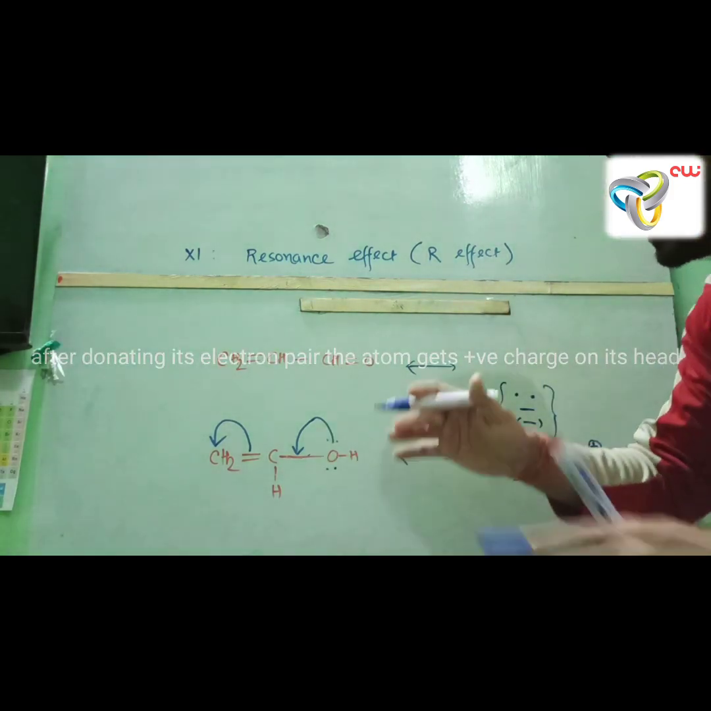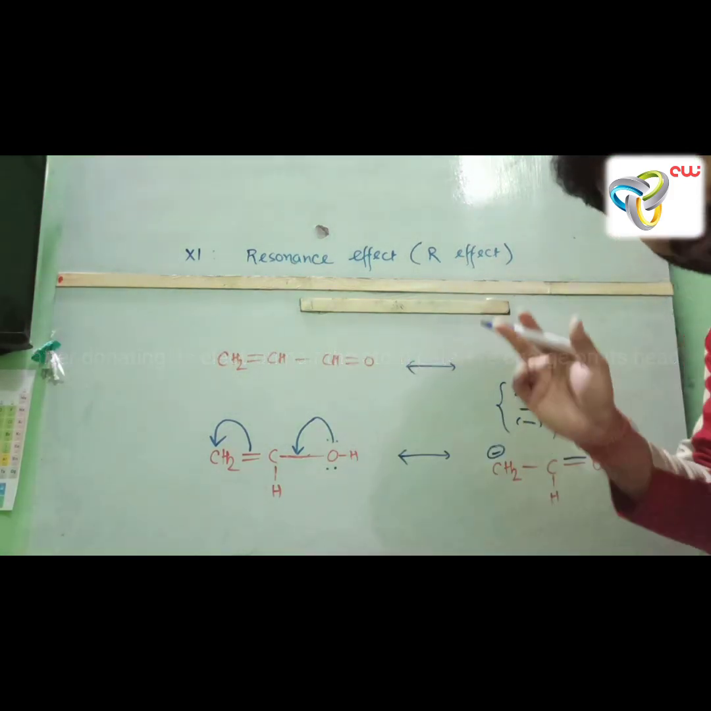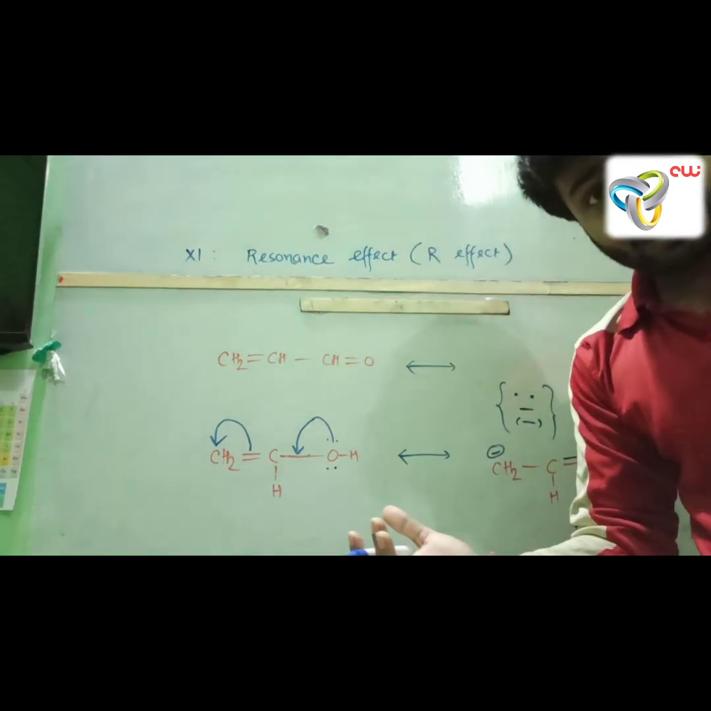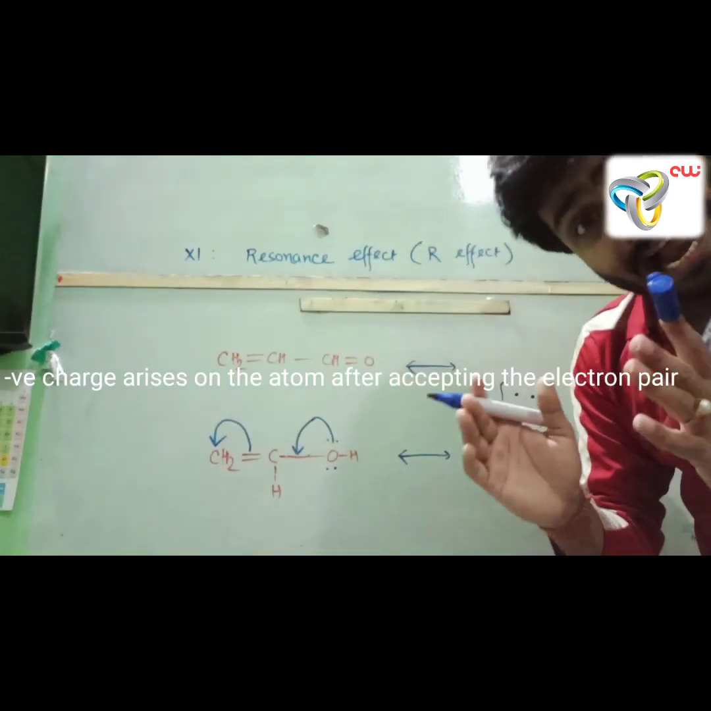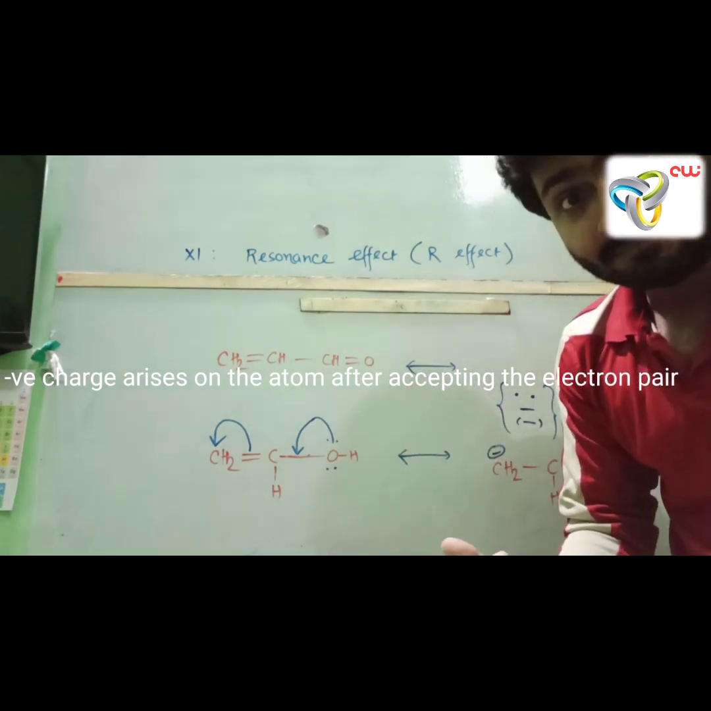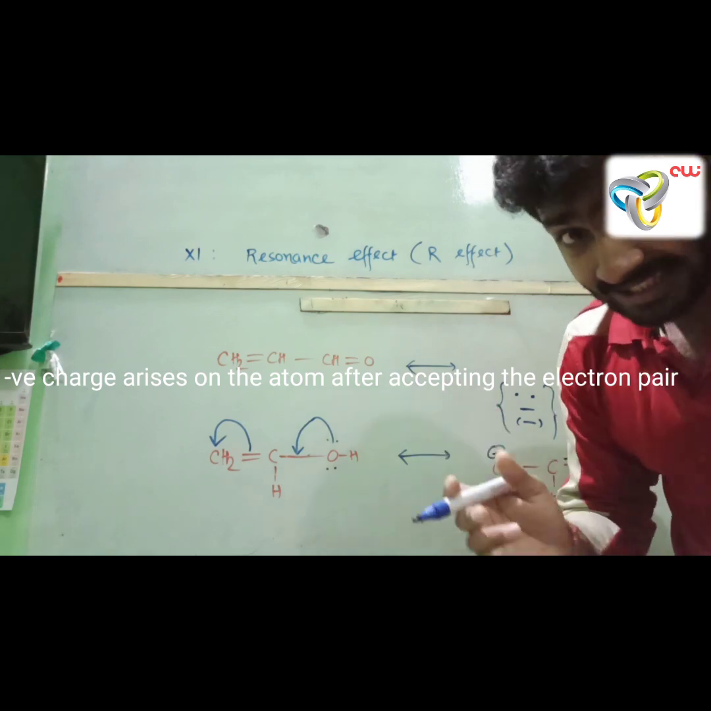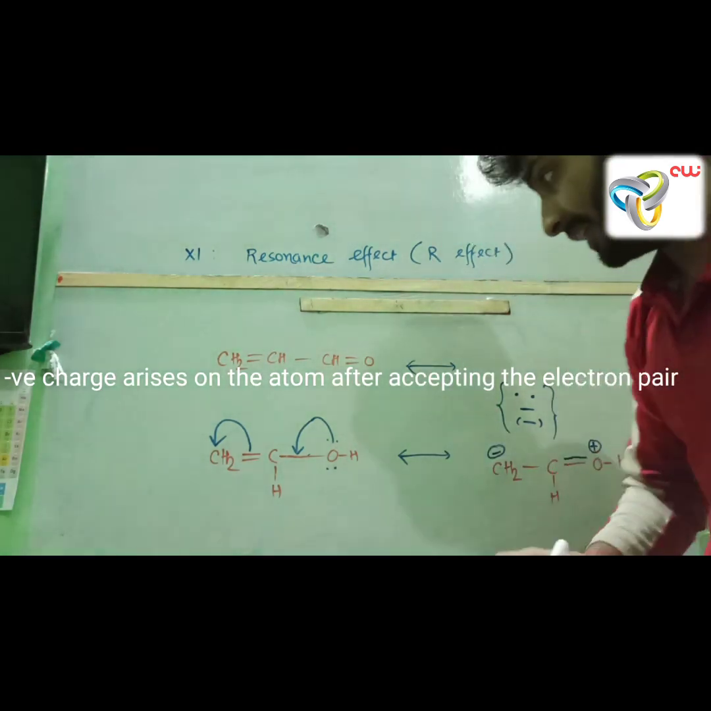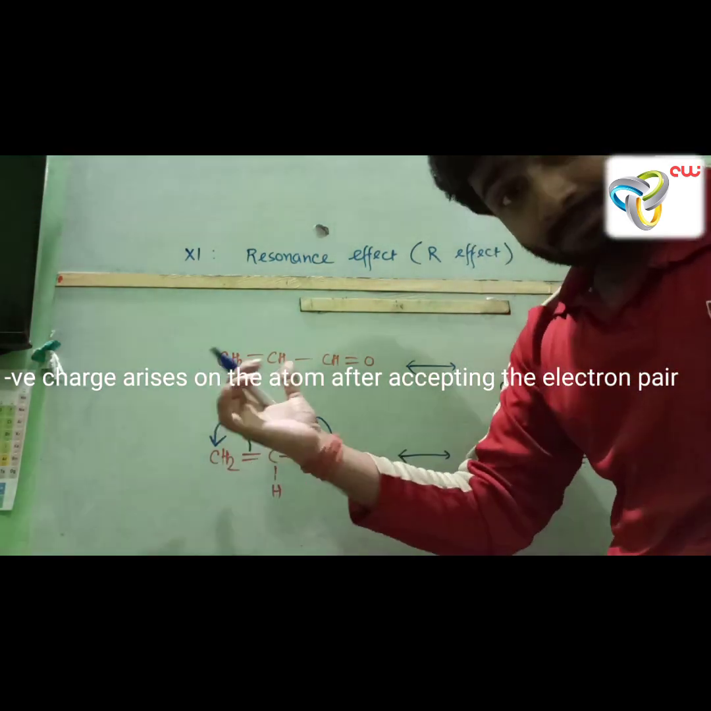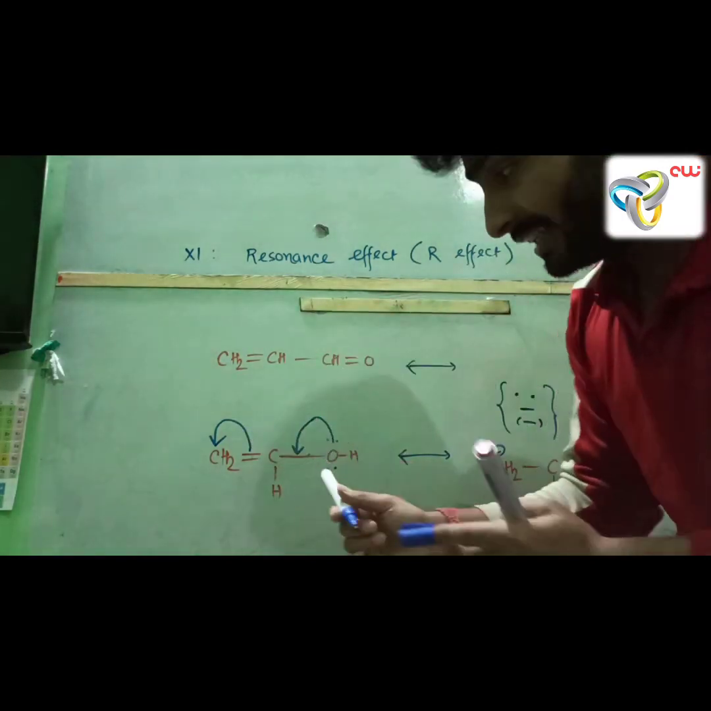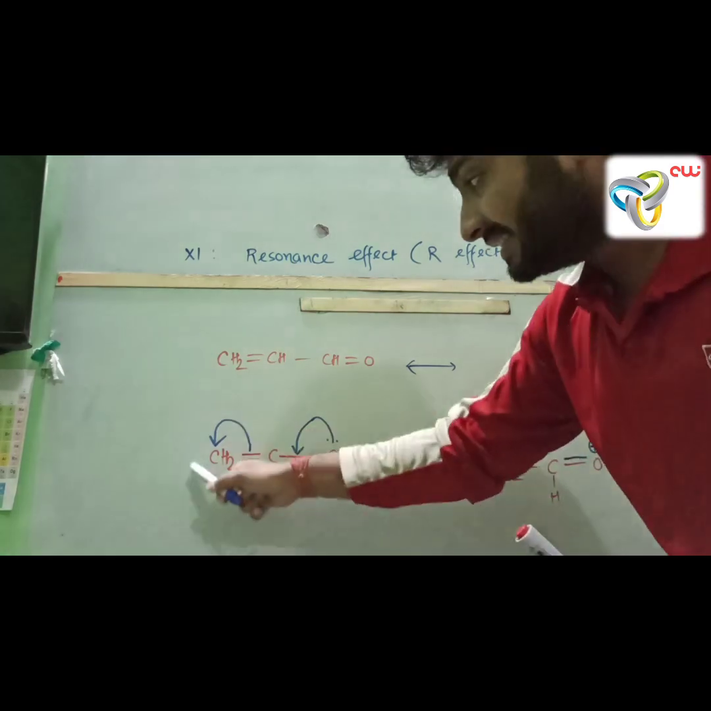When you do such conjugation, remember that the atom which is giving the electron density will have a positive charge, and the atom which is accepting the electron density will have a negative charge on it. Please remember this. This is the most important thing. Now this carbon is accepting the electron pair from this end. You can say in the ocean this is the deeper end and this is the sea beach end.